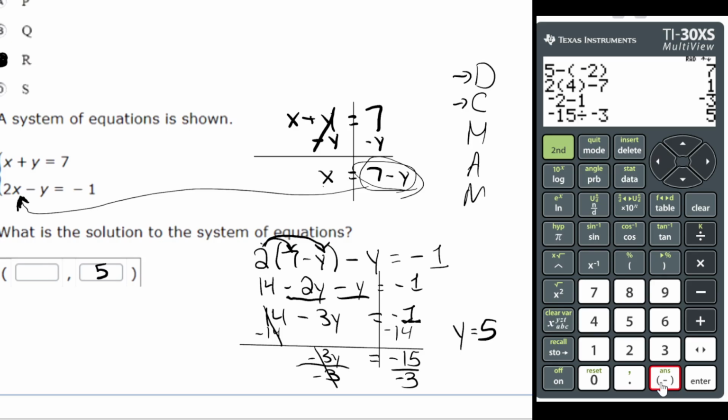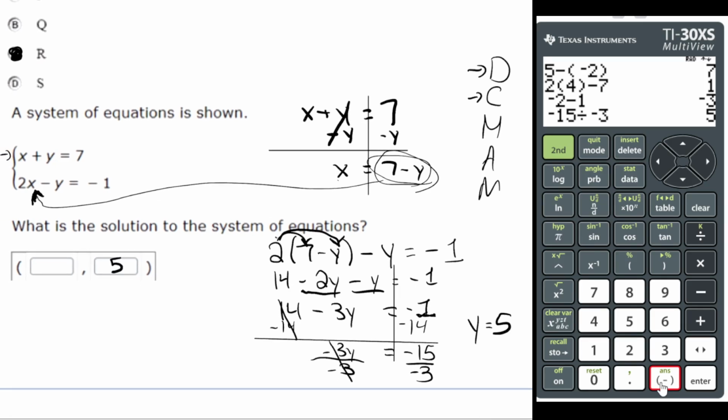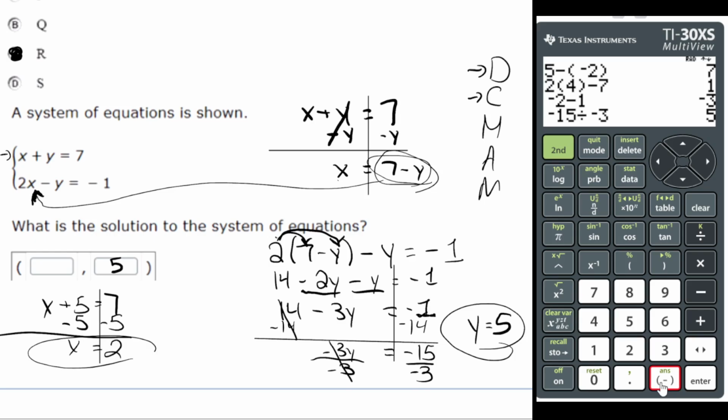So now we have to go back to one of our original equations. I'm going to choose the top one because the top one is an easy equation. We're going to take out y and put in 5. x plus 5 equals 7. You can probably figure this out without having to do the equation solving process, but just to stay up to date on solving equations, you solve this by subtracting 5 from both sides. You get x equals 2. So your x is 2.